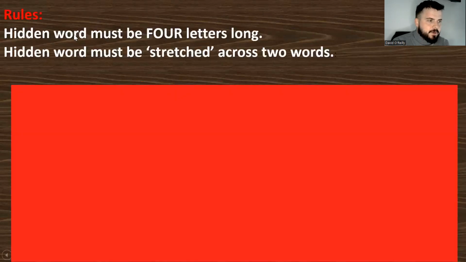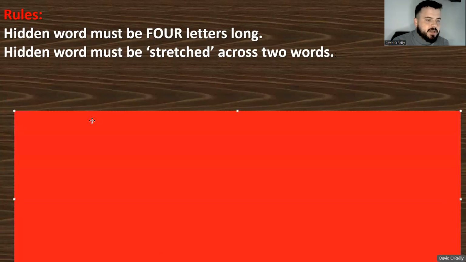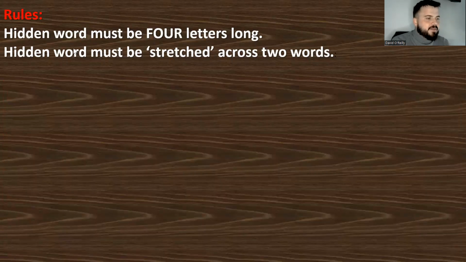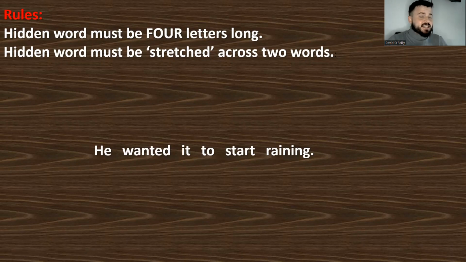So here are the rules again. The hidden word must be 4 letters long, and the hidden word must be stretched across 2 words. Ignore that red rectangle. So what does that mean? That means that in this sentence, there is a 4-letter word that's hidden. It's definitely 4 letters. Sometimes some students say, well, I found one that's 3 letters long, or I found one that's 5 letters long. Great, but that's not the rule. The rule is it must be 4 letters, and it must stretch across 2 words.